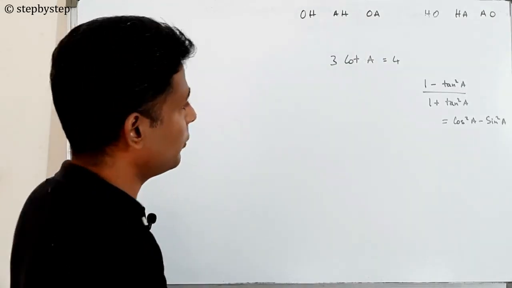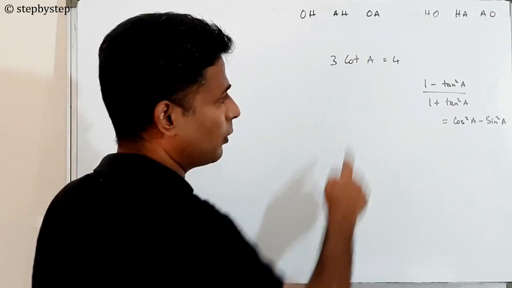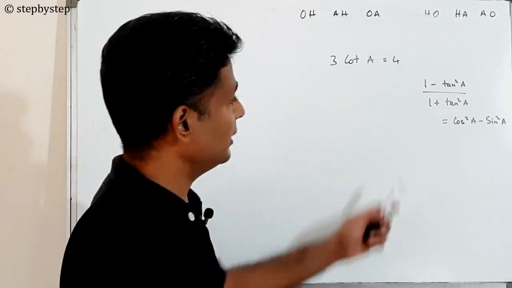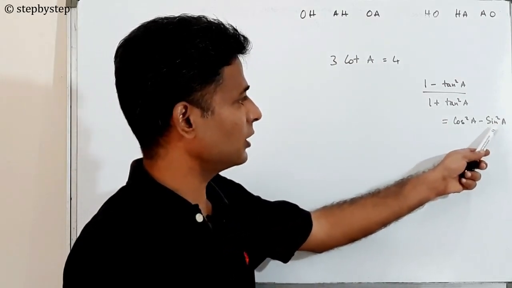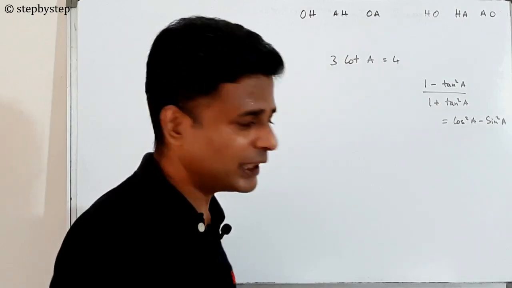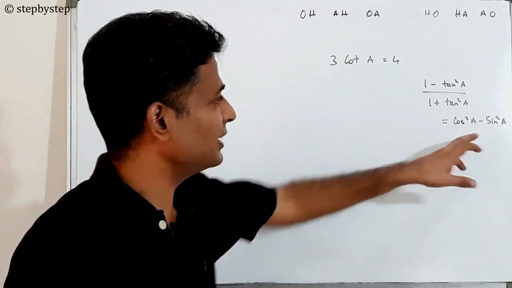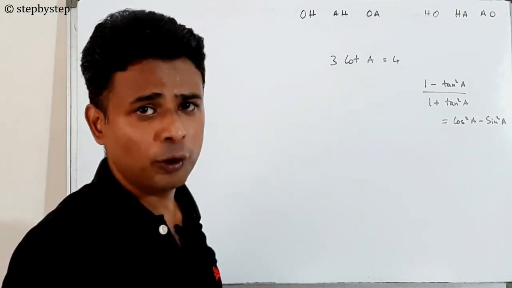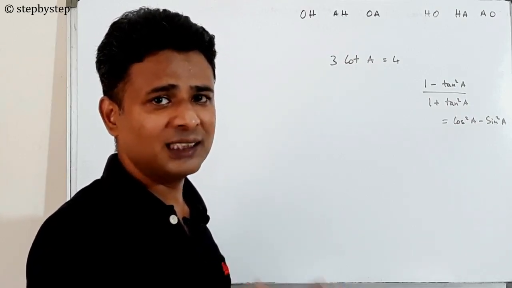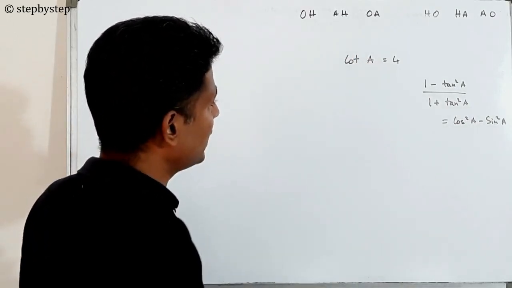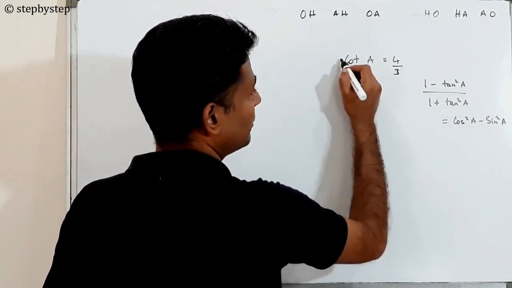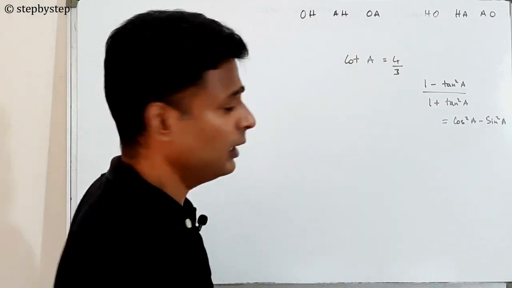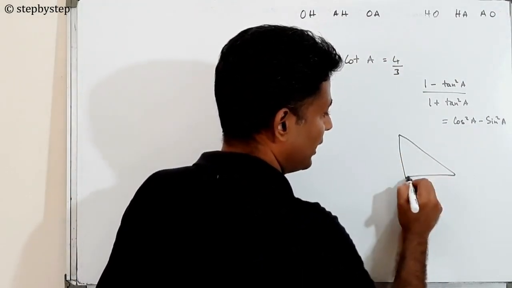Alright guys, now the 8th question, they have said 3 cot A equal to 4 and they have asked us to check if 1 minus tan square by 1 plus tan square is equal to cos square minus sin square. That is what we have to check. But to find tan square, cos square, sin square, we need to know all three ratios. Now they have given us 3 cot A equal to 4, which means we have to keep cot A on one side and transpose everything on the other. So 3 here is multiplication, there it becomes division, so cot A equals 4 by 3, which means we can find the third side.